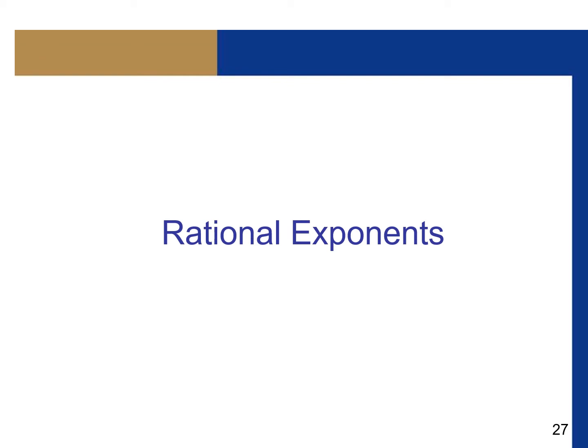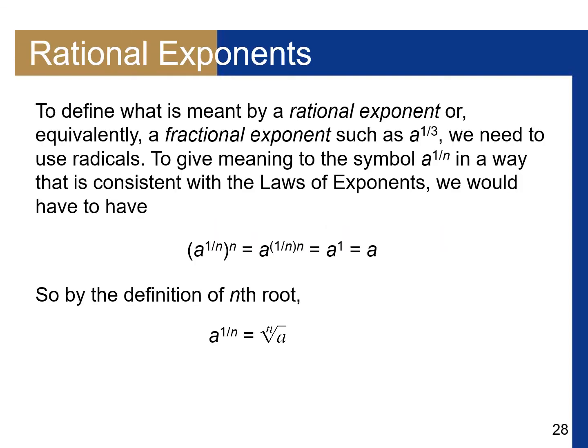Rational exponents. So remember, rational means it can be written as a fraction. So here I have a to the 1 over n raised to the n power. If I multiply these two, I will get a to the first. So by definition, a to the 1 over n is equal to the nth root of a.